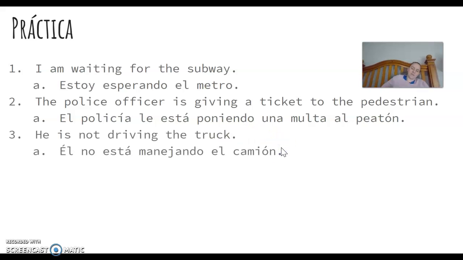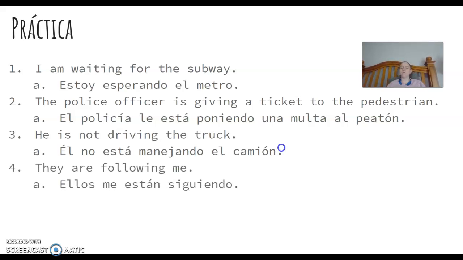He is not driving the truck. Él no está manejando el camión. They are following me. You can write this one in one of two ways, because we have two verbs here. We can either put the direct object pronoun before están or attach it to siguiendo. So ellos me están siguiendo, or ellos están siguiéndome.